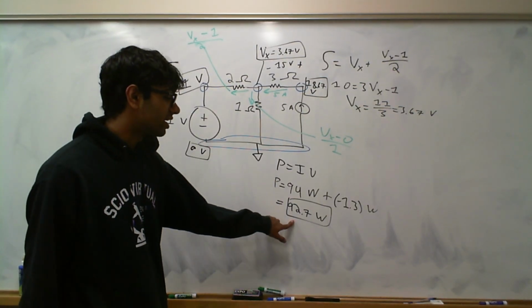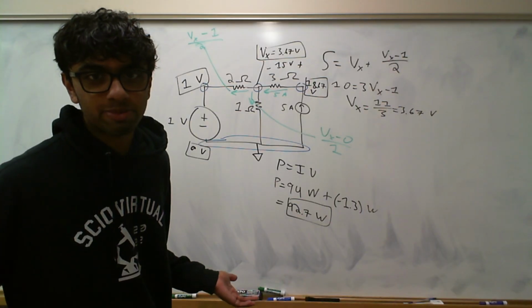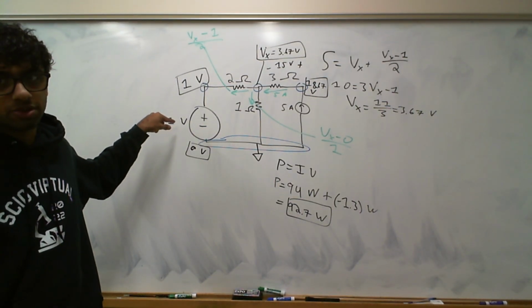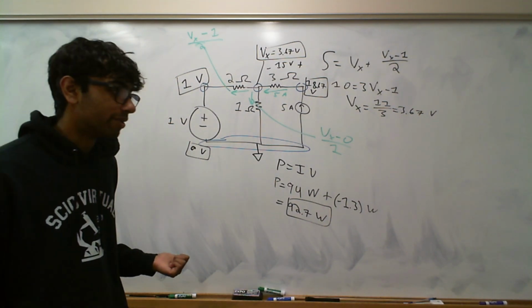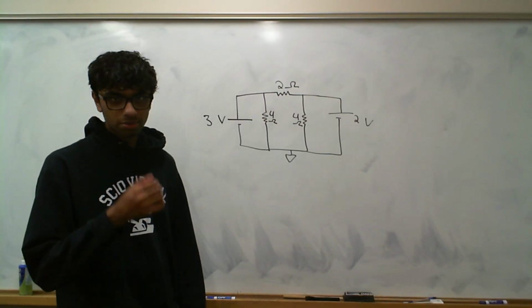That's the power supplied. And so it's also the power dissipated, right? Power supplied equals power dissipated for all circuits. The key is remembering, since current enters the positive terminal here, this battery dissipates power. Okay? That's problem 1.